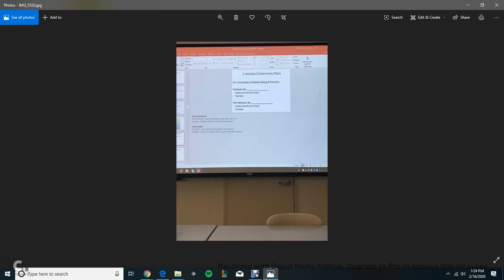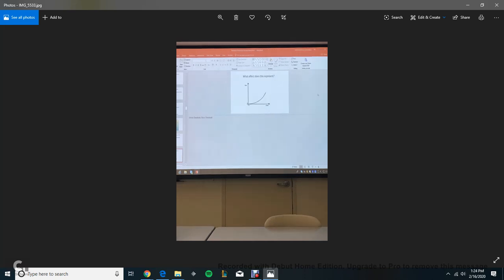Non-stochastic, which is also known as deterministic, has a threshold, and the doses below which an effect is not observed. An example would be cataracts, arrhythmia, fibrosis, and hematopoietic damage.